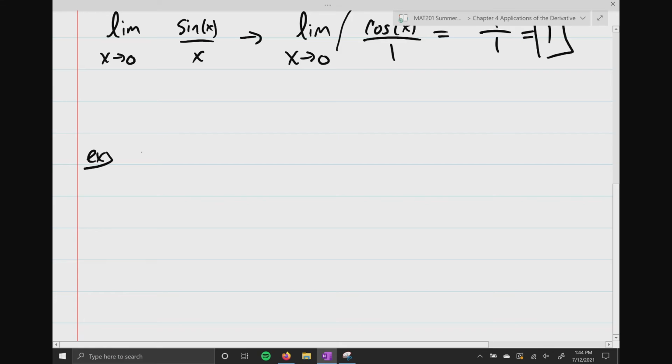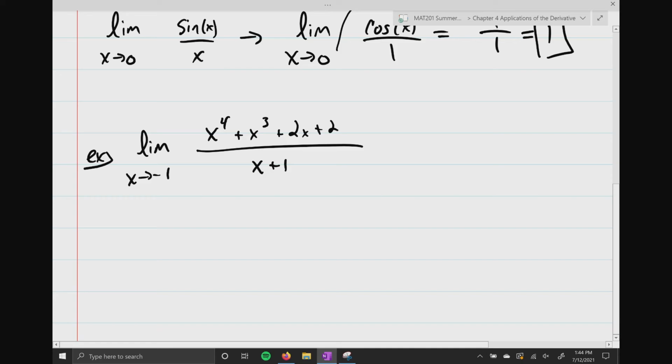So here's our first example. We're going to take the limit as x approaches negative 1 of x to the 4th plus x to the 3rd plus 2x plus 2, all divided by x plus 1. Now, if we were to do direct substitution, we would get 0 in our denominator, and that's not good. So we have a polynomial in the numerator, polynomial in the denominator. They're differentiable and continuous. So I'm going to go ahead and apply L'Hopital's rule.